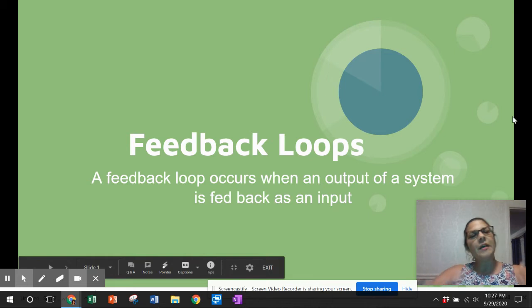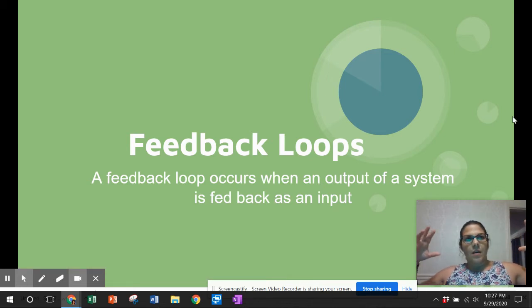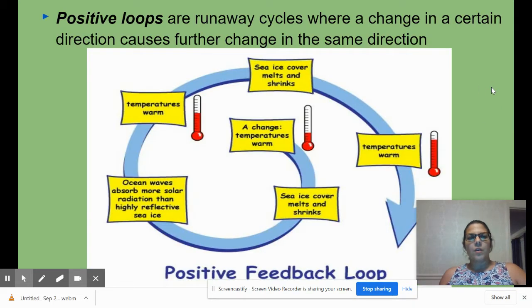So, a feedback loop is when an output of the system is fed back as an input. All right, I'm going to try to make this as painless as possible. A positive loop, you have to separate the positive and the negative from positive being something good and negative being something bad. It just has to do with the positive and then negative. We're talking about graphs typically.